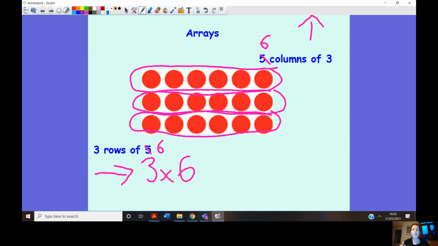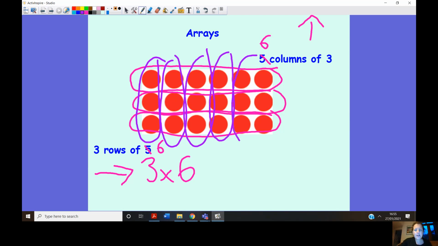Then let's have a look the other way. I'm looking at my columns, which are my vertical. So I've got 6 columns: 1 column, 2 column, 3 column, 4 column, 5 column, 6 columns. I have 6 columns of 3, which is the same as 6 groups of 3, which we know is 6 times 3. I wonder if you can help me spot something here.